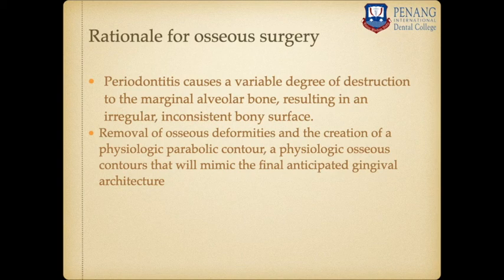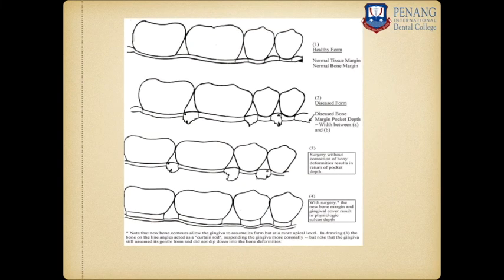Periodontitis causes various degrees of destruction to the marginal alveolar bone, which results in irregular bone architecture or an inconsistent bony surface. So the idea is to remove this osseous defect and create a physiological contour. The physiological contour will mimic the normal architecture of the gingiva so that the patient can maintain oral hygiene. This pictorial representation shows that in a normal healthy state, the bone is more coronal in the interproximal region compared to the facial and lingual region. So this is a normal architecture.